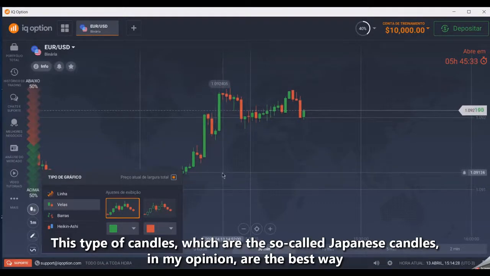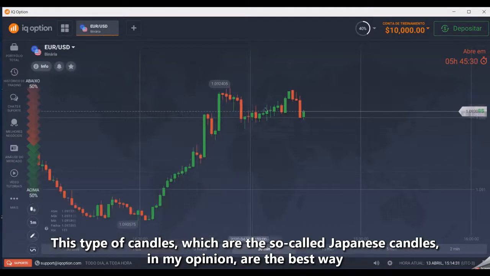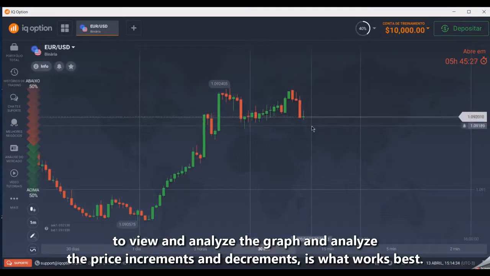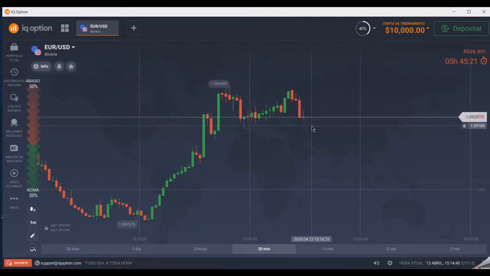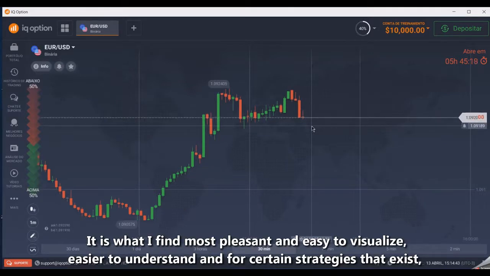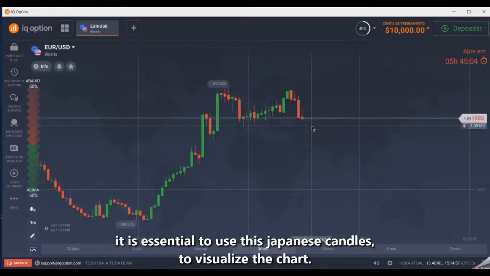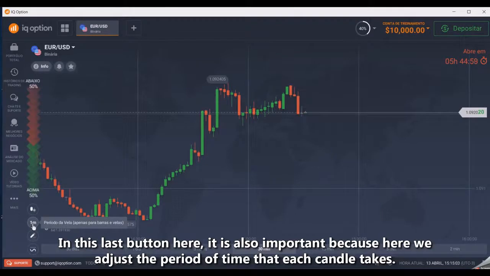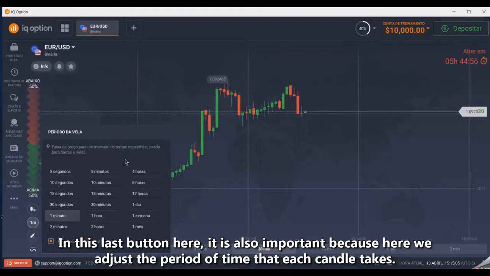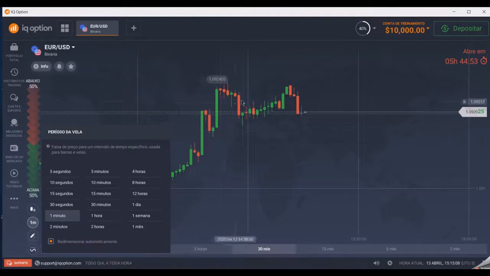This type of candles, the so-called Japanese candles, in my opinion, is the best way to view and analyze the graph and the price increments and decrements, and it's what works best. It's what I find the most pleasant and easy to visualize. It's also easier to understand, and for certain strategies that exist, and when I say certain strategies, I mean the majority of the strategies that exist, it is essential to use these Japanese candles to visualize the chart. This last button here is also important because we adjust the period of time that each candle takes.